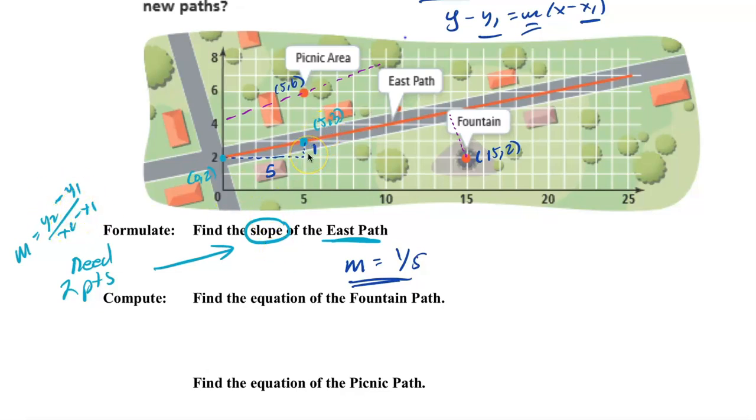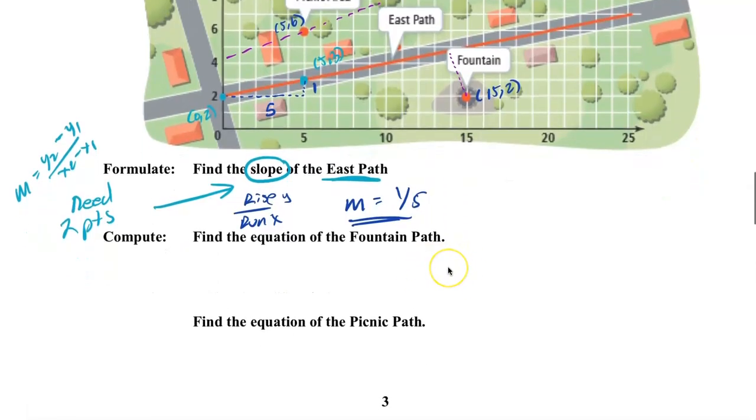So keep in mind when you do that, run is on the x, rise is on the y. So we went on our x, we went 5, and then we went up on our y, 1, so 1 over 5. Now they want the equation of the fountain path.